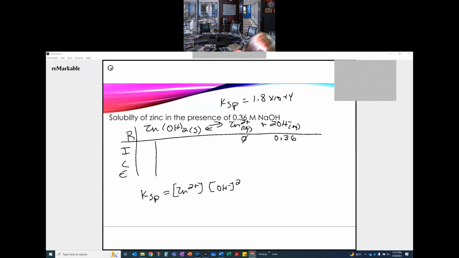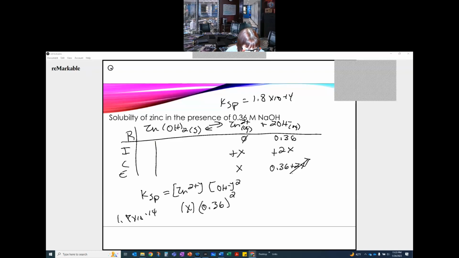When the Zn(OH)2 comes apart, I get 1x for the Zn and 2x for the OH. I also know that 0 plus x is going to give me x at equilibrium, and the 0.36 plus 2x, ignoring the 2x, gives me 0.36. So I plug my x in for Zn2+, and I put my 0.36 in for the OH-, and I have to square that because that's what the stoichiometry requires. And that's equal to that 1.8 times 10 to the negative 14th.